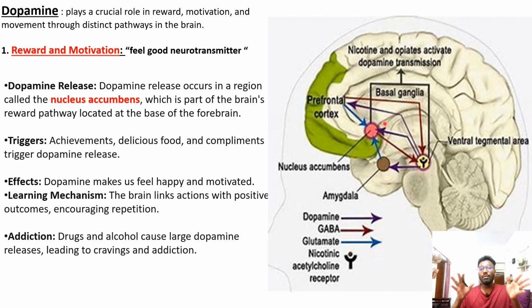Okay, that's why we always have to encourage people. When we encourage people, dopamine is released, making them feel good. And when something is good, the brain needs it again and again, encouraging them to do those actions again.